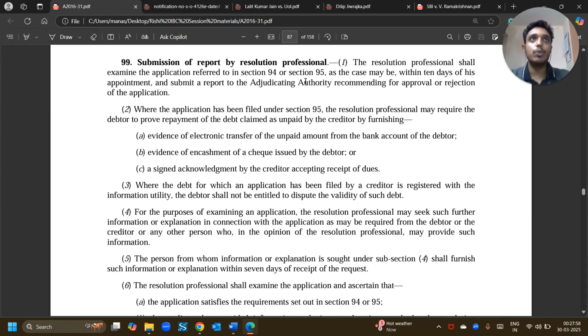It is not the case where the application has already been filed, has been admitted, and then the RP is appointed and then the subsequent process. Here it's slightly different, inasmuch as the application itself will be scrutinized by the RP, who will then file a report with the adjudicating authority recommending either the approval or the rejection of the application itself.